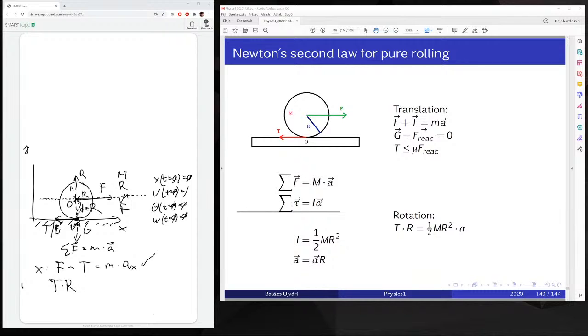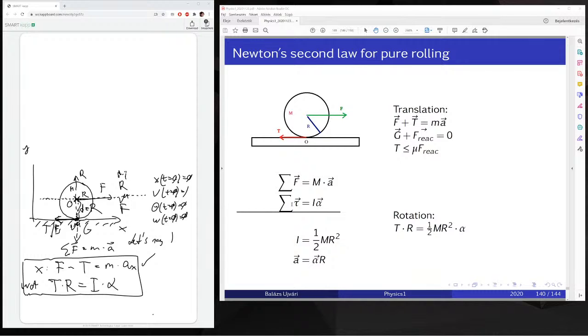and that will cause angular acceleration through the moments of inertia. Moment of inertia times alpha. So we have one equation for translation and one equation for rotation. And let's say this is pure rotation.